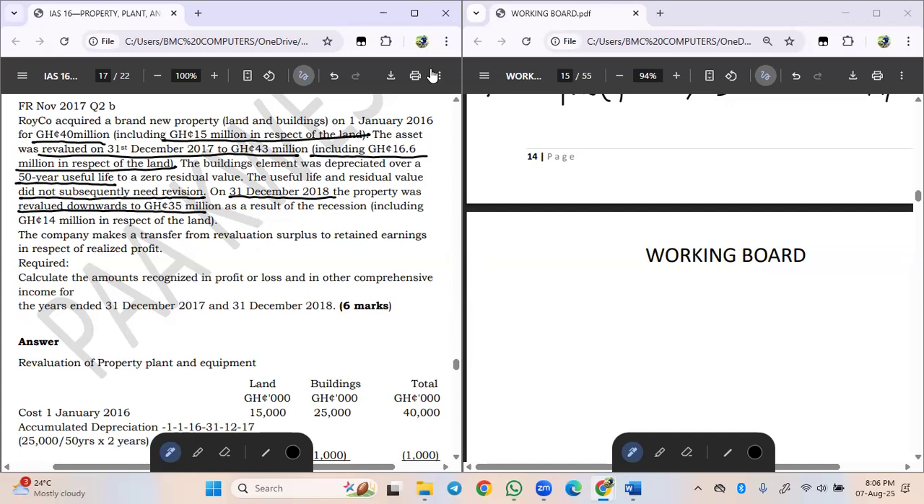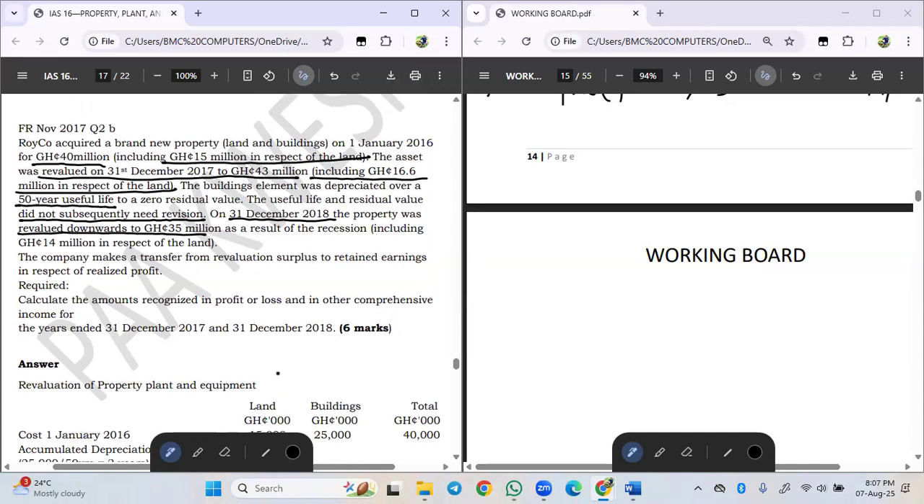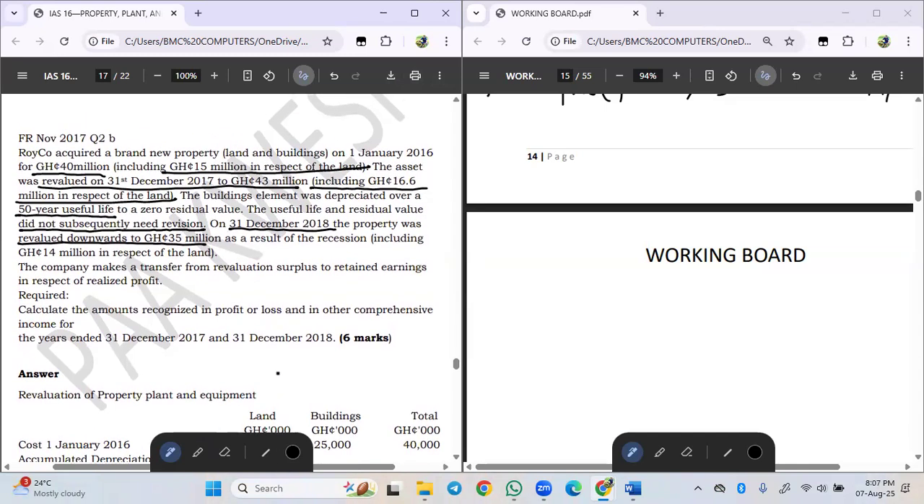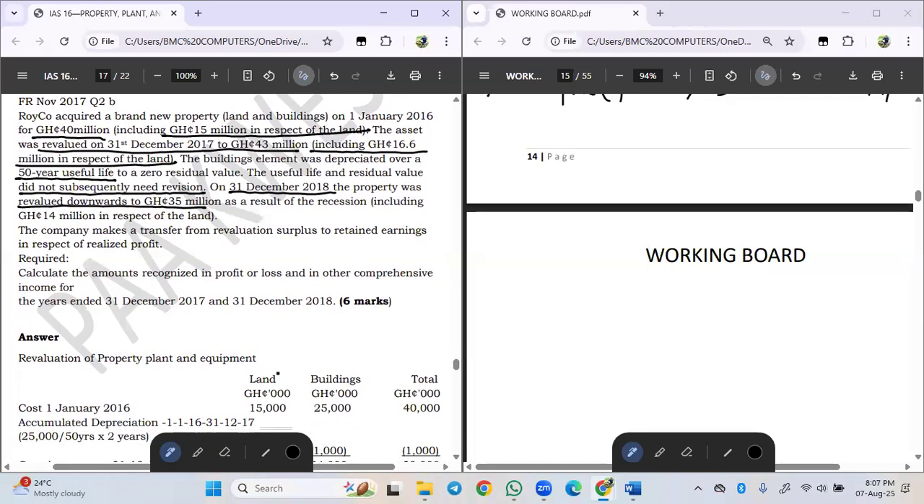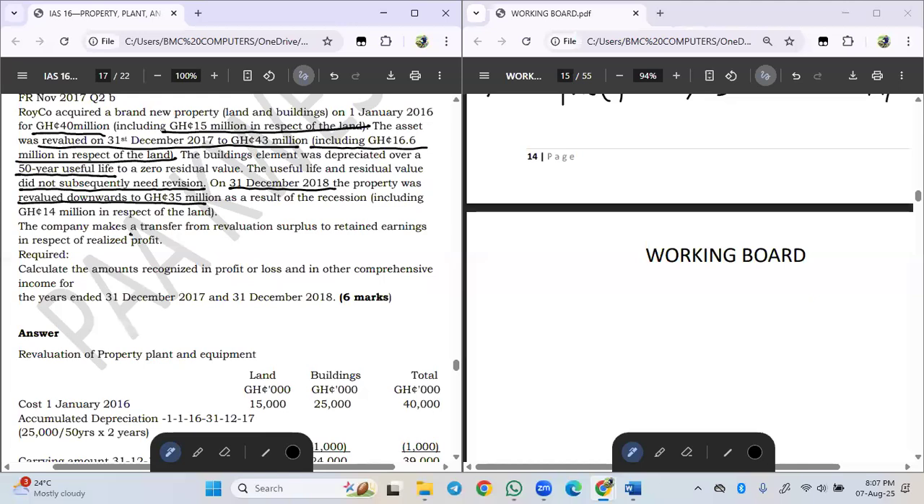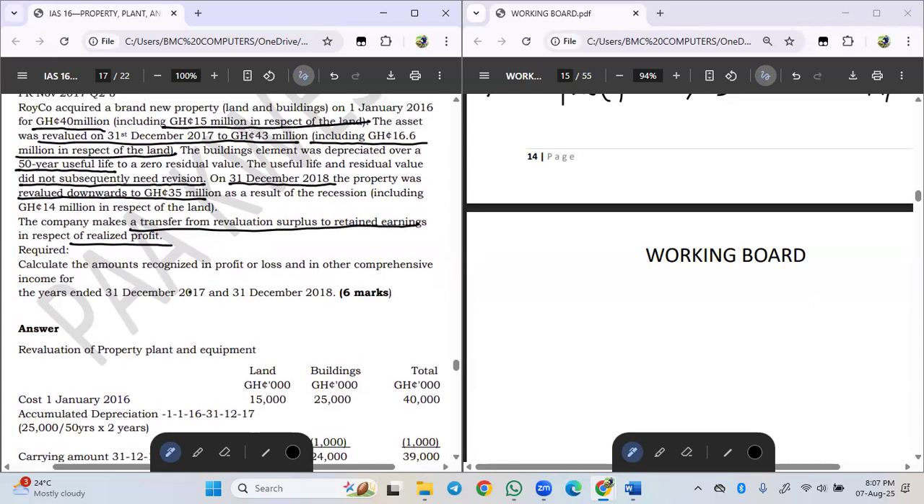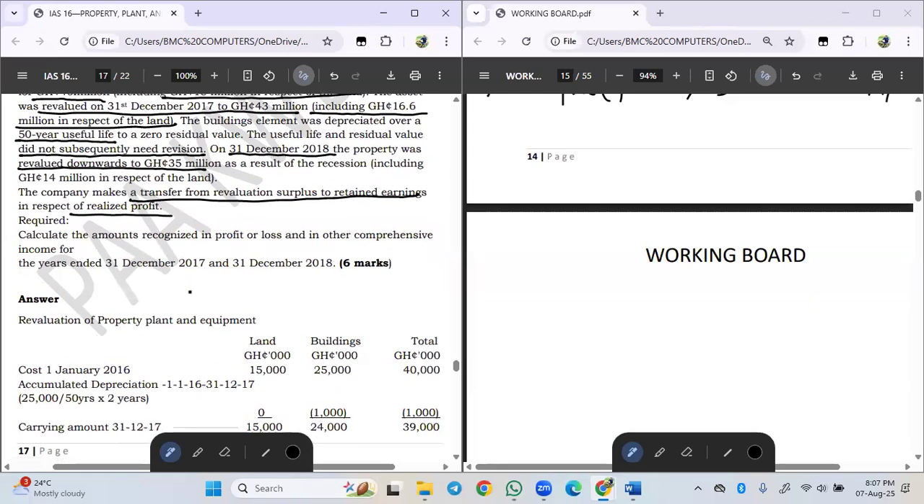The company makes a transfer from the revaluation surplus to retained earnings in respect of realized profit. Required: calculate the amount recognized in profit or loss and in other comprehensive income for the years ended 31st December 2017 and 31st December 2018. Thank you very much.